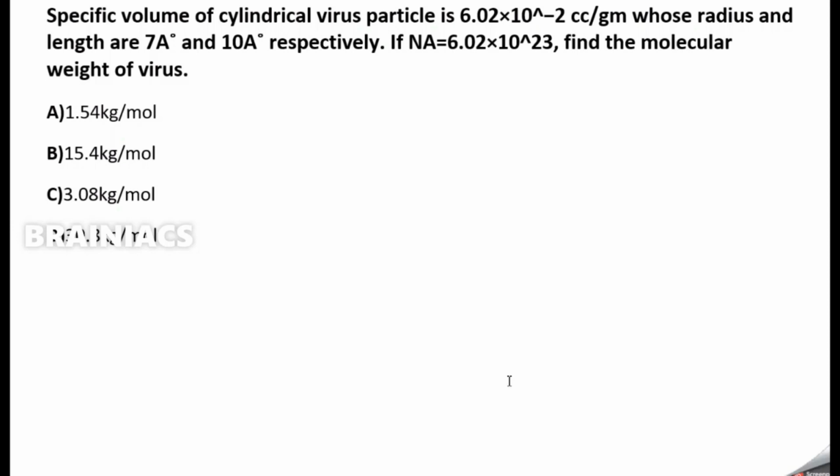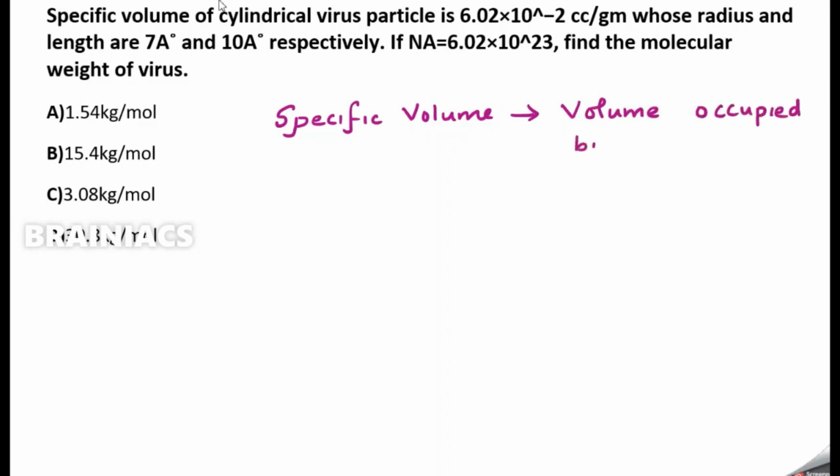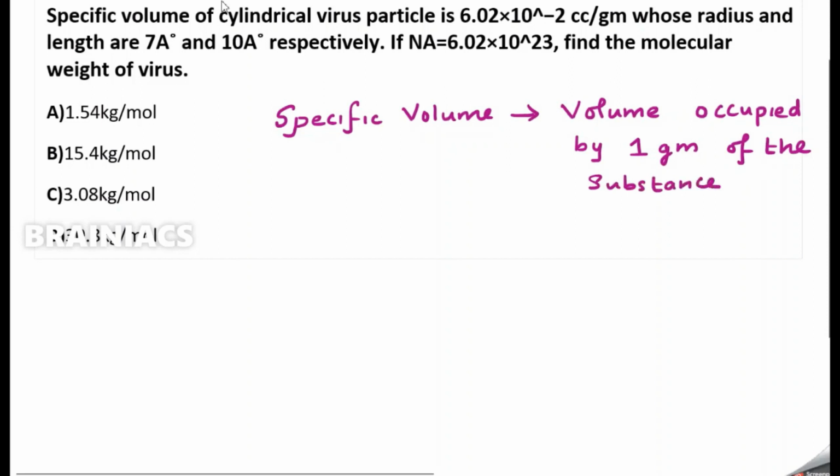So let me first say a new term is used here. I can say the new term used here is specific volume. So what do you mean by specific volume? This is what first I am going to define. I can say specific volume is equal to the volume of 1 gram, or volume occupied by 1 gram of the substance. Volume occupied by 1 gram of the substance is called specific volume.